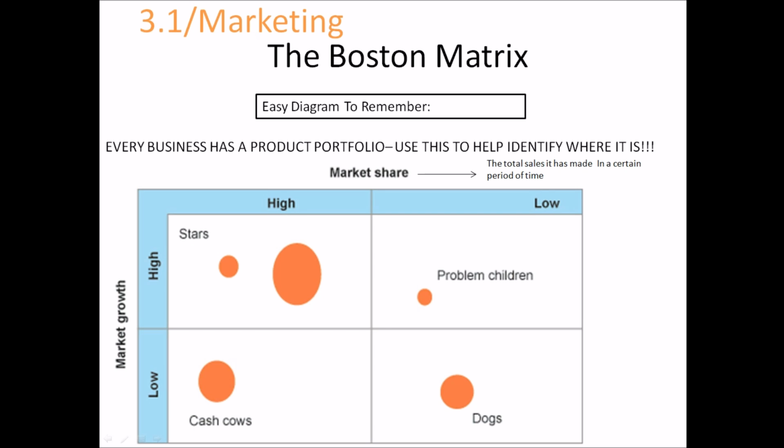It says, there's a little arrow from market share. It says that the total sales it has made in a certain period of time. So Cadbury would want all their products to be on star because that's the best one, but their new products will most likely be on cash cows because there isn't a large growth because it's relatively new, but it has quite a high market share, if that makes sense.